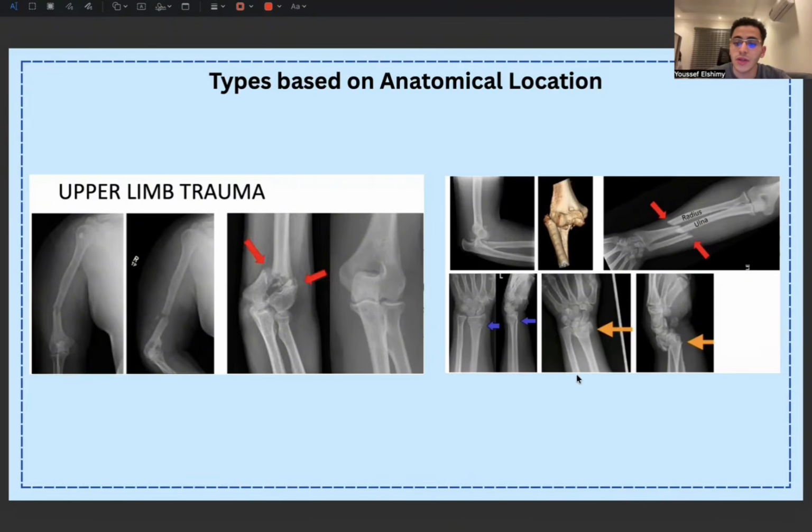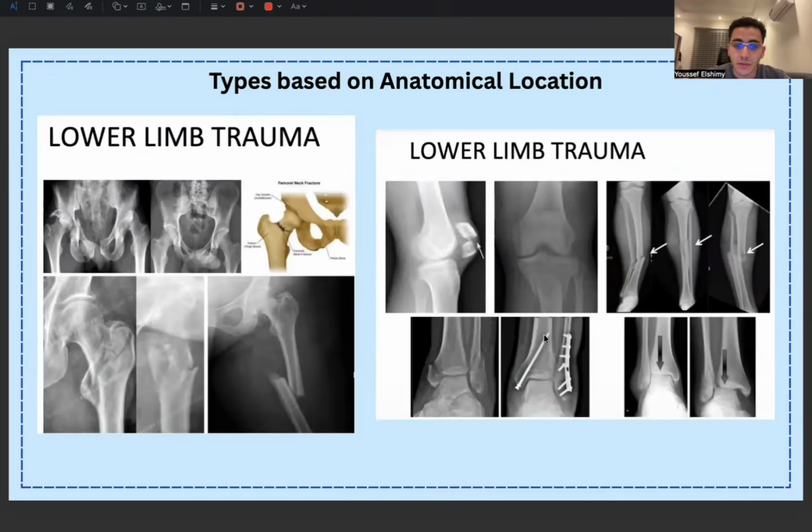In the forearm, you can see how the radius and ulna are fractured. And here you can see the most common fracture in elderly, which is the distal radial fracture. You can see how the distal radius is fractured on X-ray.